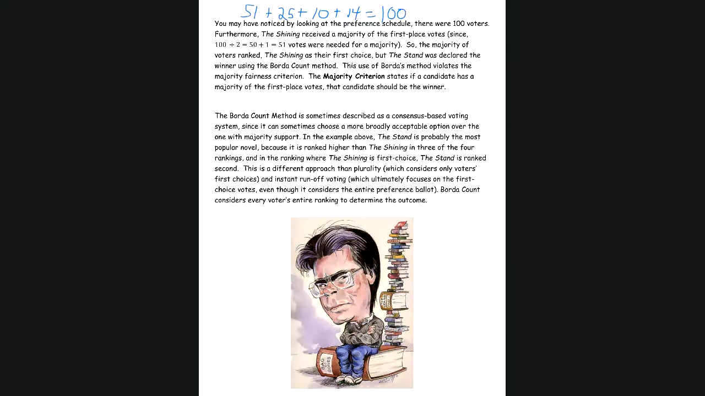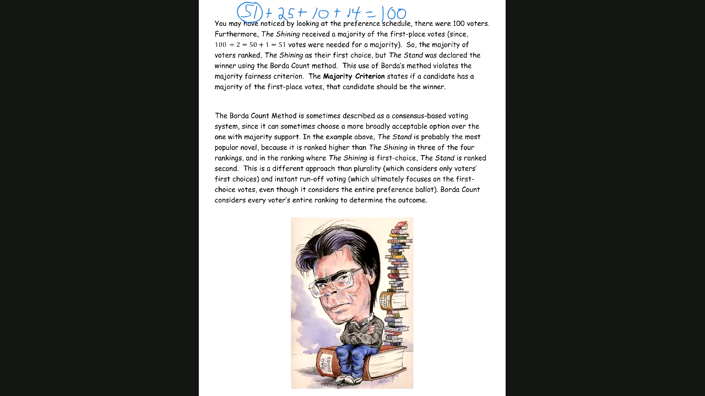So The Shining received a majority of the first place votes. 51 people, if you remember, voted for The Shining as first place. This is a majority of the votes, since if there are 100 people, we divide by 2 and add 1. So 100 divided by 2 is 50, and 50 plus 1 is 51. More people wanted The Shining first. But even though the majority of voters ranked The Shining as their first choice, The Stand was declared the winner using the Borda count method.